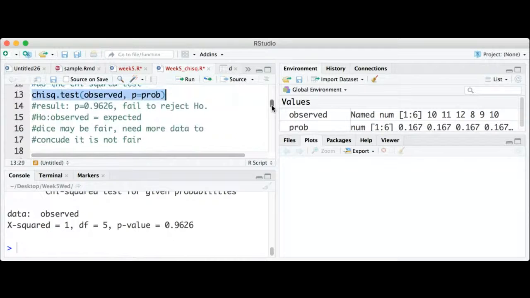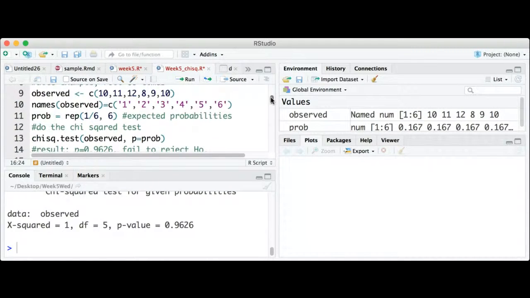But anyway, so we conclude that it may be fair. If we had a suspicion that it was not fair, then we would need more data to be able to compare that, to conclude that it's not fair. In this case, it looked like it was fair.